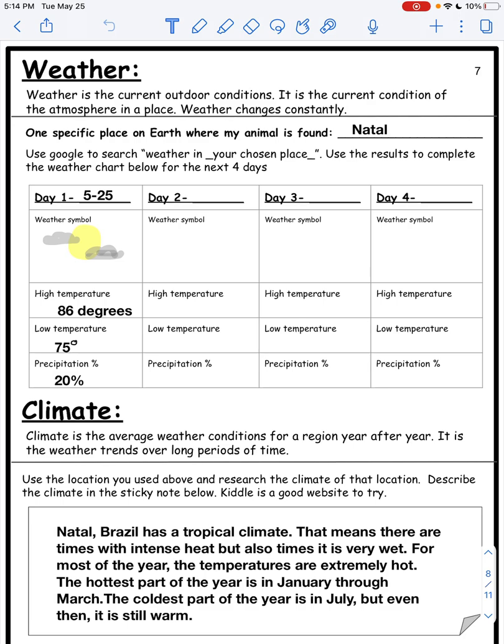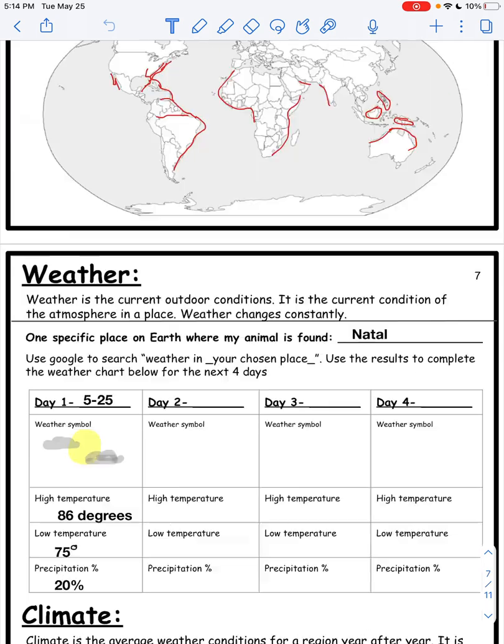So you are going to look at the top. Weather is the current outdoor conditions. It is the current condition of the atmosphere in a place. Weather changes constantly. So below that, it says one specific place on Earth where my animal is found. So you're going to need to do some research to find this out.